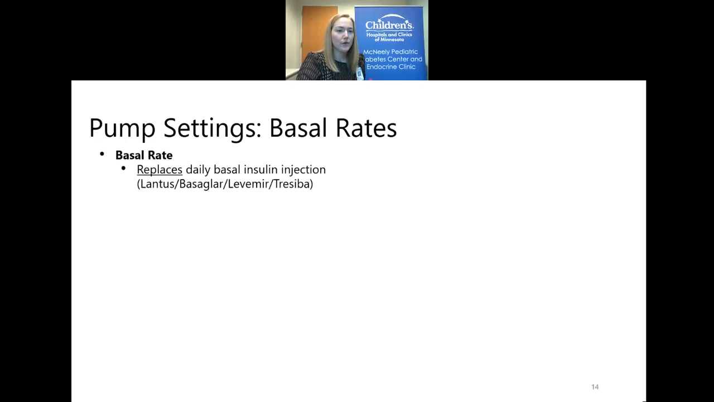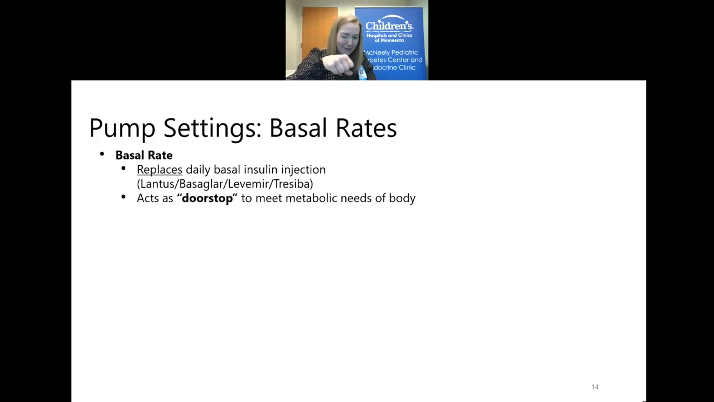So what our basal rate is, again, this is replacing our daily basal insulin injection. So we are replacing our Lantus, Basaglar, Levemir, Tresiba, Toujeo insulin. What's the purpose of it? Again, this is a review, but gotta pound it in, make sure we all understand it. So our basal insulin is acting as that doorstop to allow glucose stores from your muscle and your liver to get into the cells for energy. So it's a doorstop.